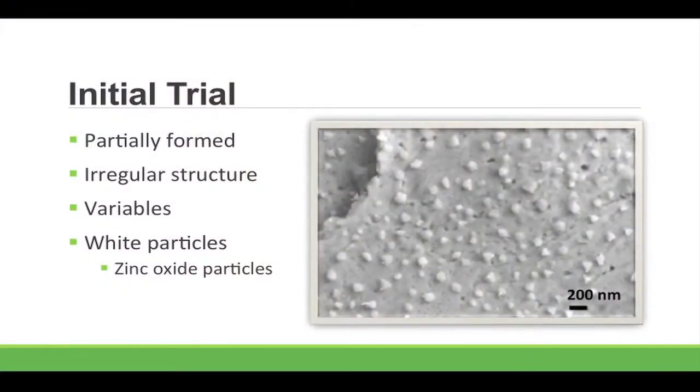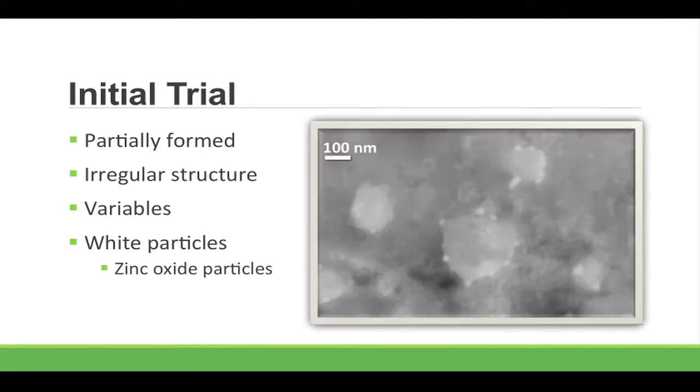And although we did not synthesize hexagonal nanorods, our initial trials still effectively served as a baseline from which we could revise our reaction conditions and optimize our experimental matrix. And the white particles that you see on the edge of this semi-hexagonal nanostructure are simply clusters of zinc oxide particles that were not incorporated into the overall semi-hexagonal structure.